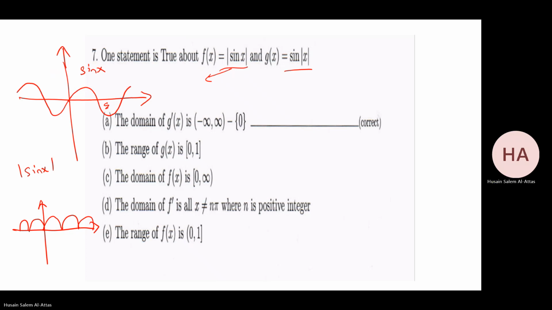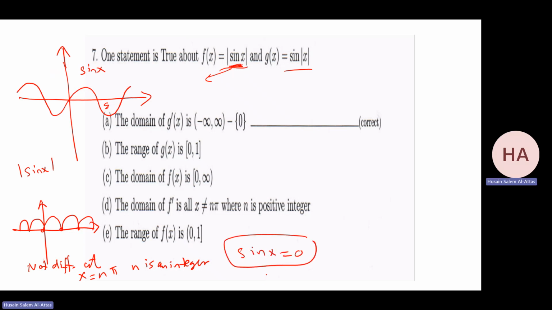So this function is not differentiable at these points, which is x equal n pi, where n is an integer. In other words, the problem is if the thing inside the absolute value is 0, if sine x equals 0, which is x equal n pi, the same thing.